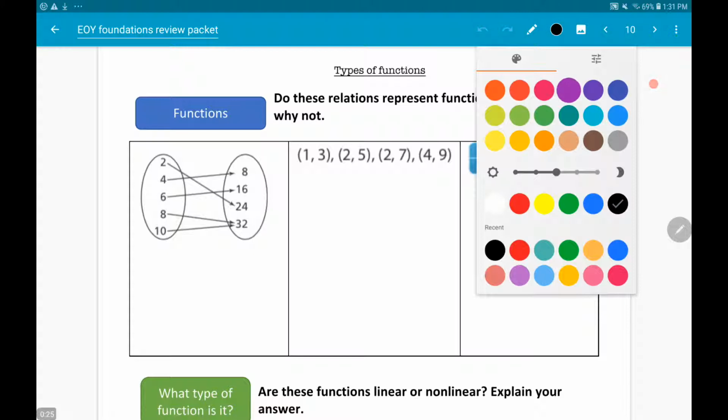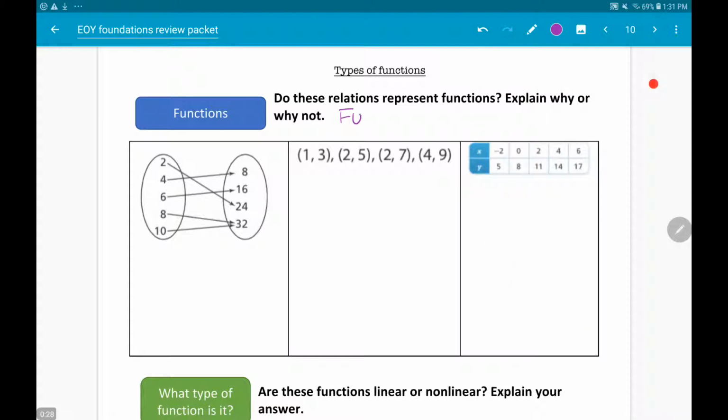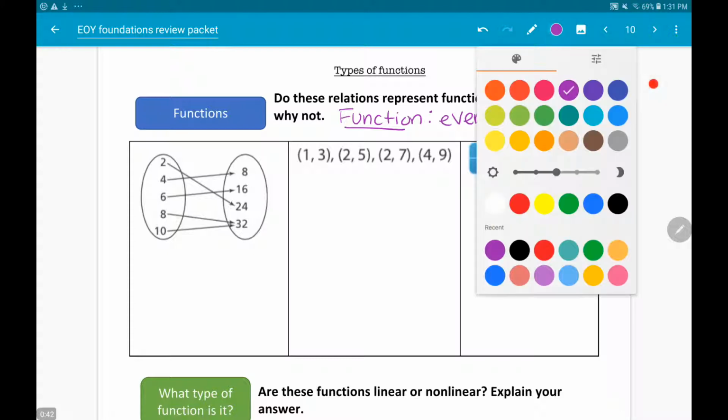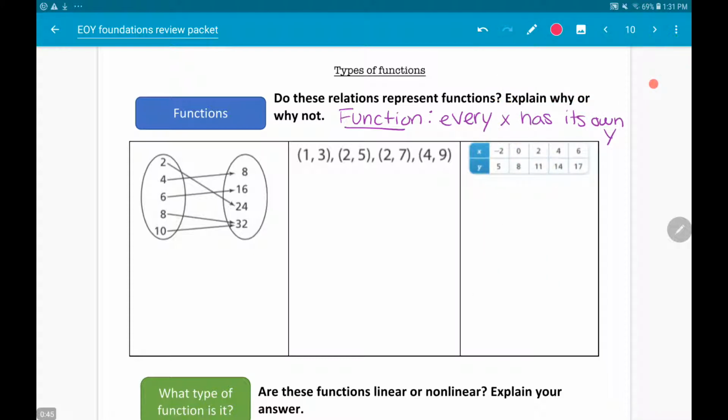Alright, so to be a function, the definition is every x has its own y. Think back to the vending machine. If a vending machine is good, then I'm pushing the buttons and getting exactly what the picture is. If a vending machine is bad, maybe one time I'm pushing the button and I get the pretzels, and another time that same button gets me something different. That means it's broken. So in that case, our x cannot repeat. Alright, it needs to be unique.